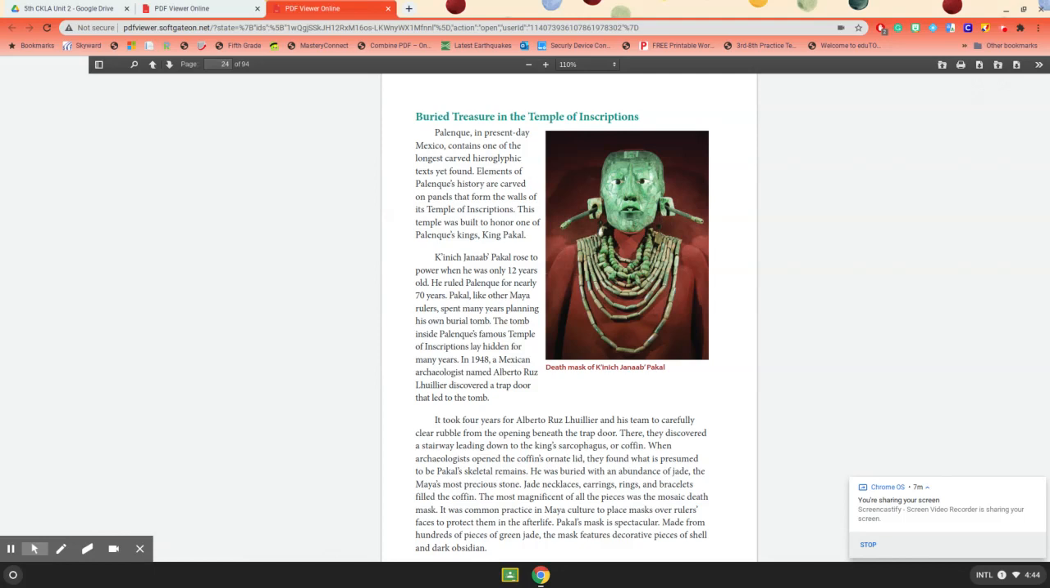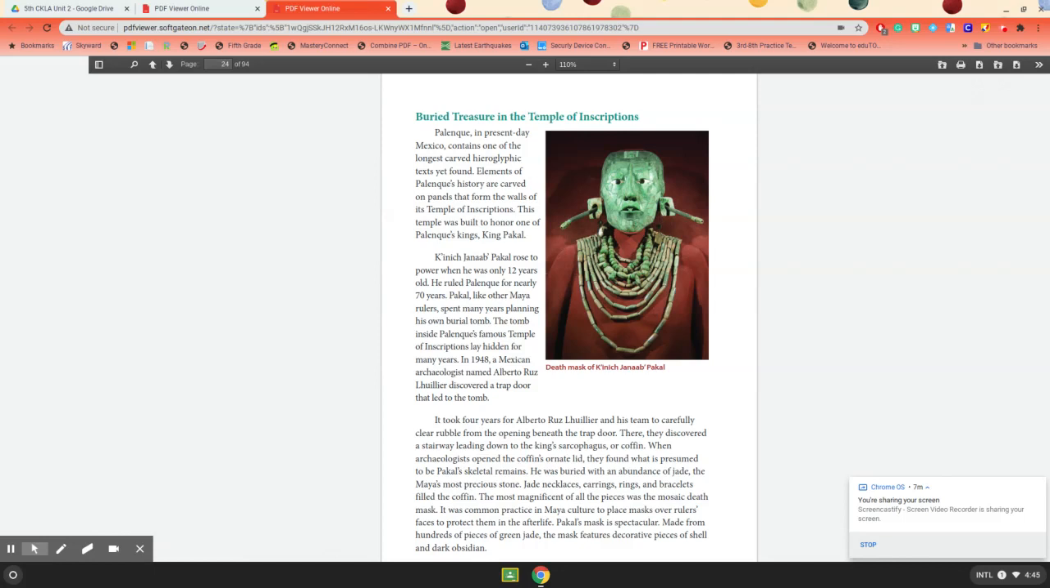K'inich Janaab Pakal rose to power when he was only 12 years old. He ruled Palenque for nearly 70 years. Pakal, like other Maya rulers, spent many years planning his own burial tomb. The tomb inside Palenque's famous Temple of Inscription lay hidden for many years.